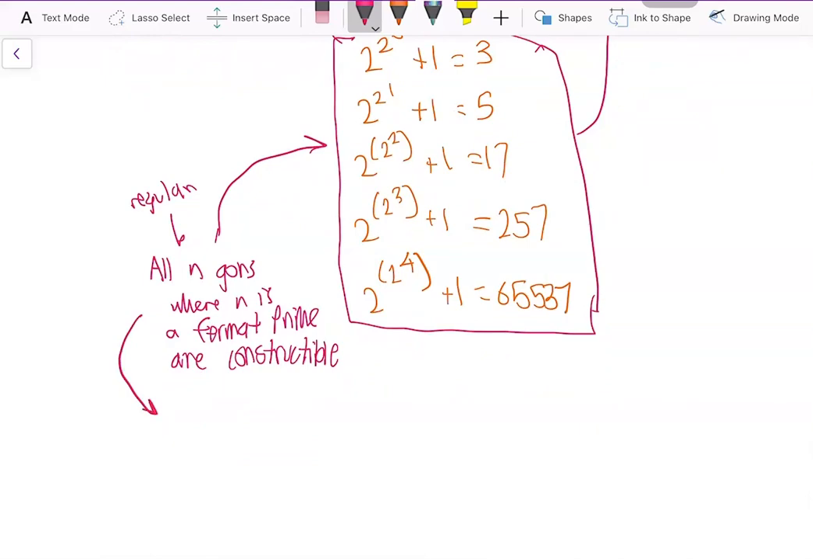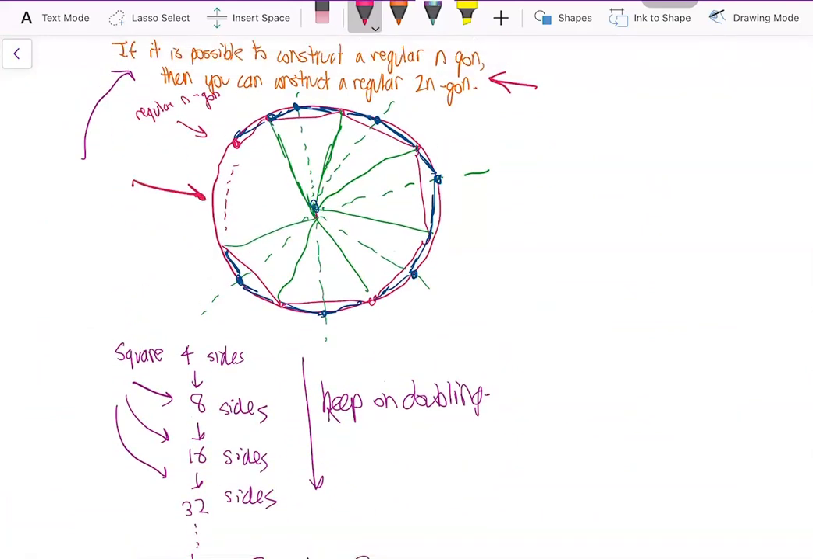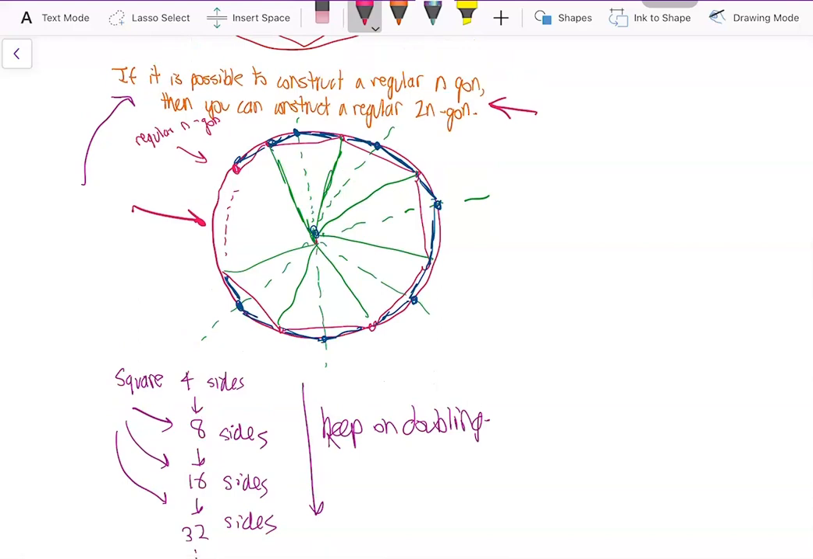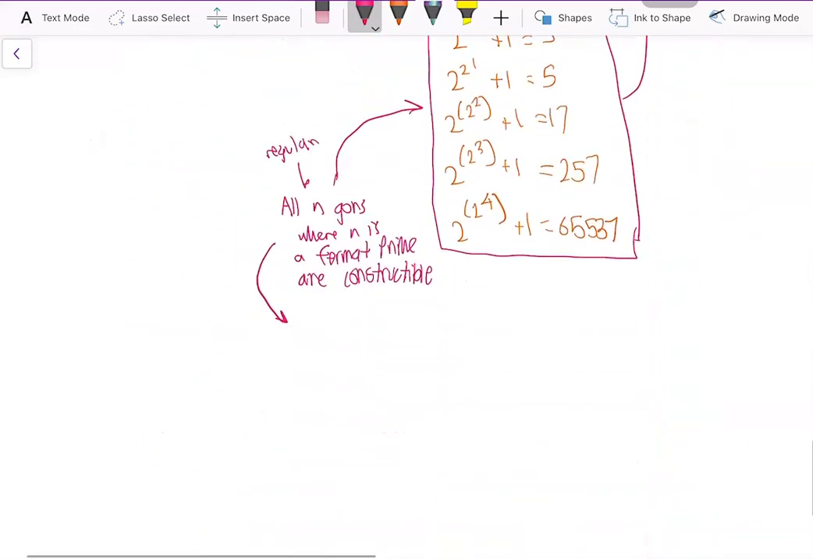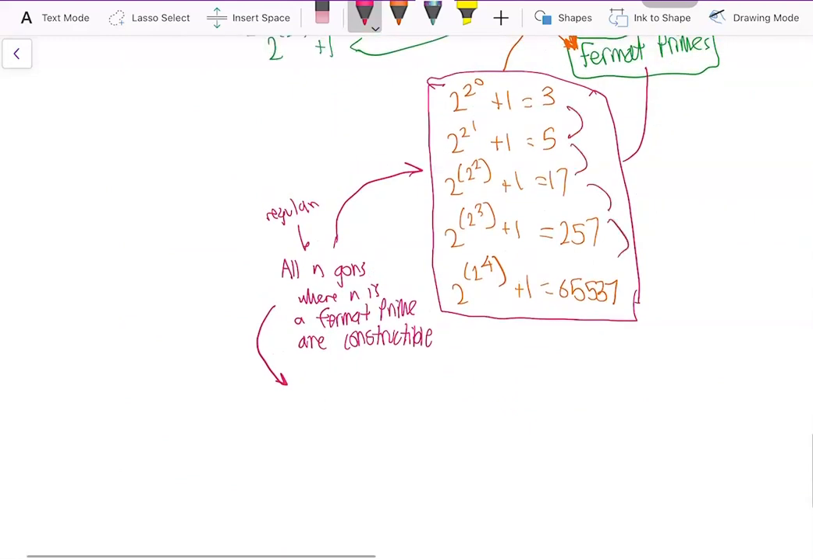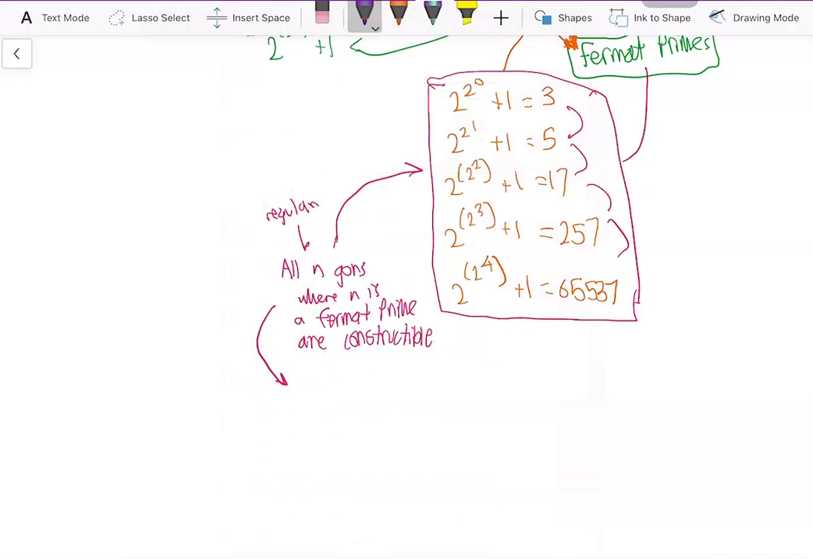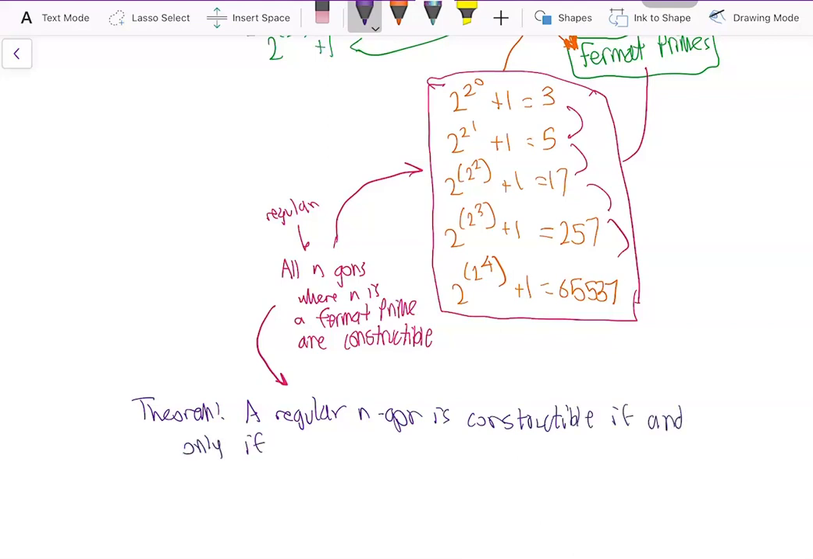Okay, and remember from earlier we have the doubling idea where we can multiply by 2. You can keep on multiplying regular n-gons and getting 2n-gons and so on. And it also turns out we can multiply these Fermat primes themselves together as well. The fully generalized theorem is: a regular n-gon is constructible if and only if n is equal to a power of 2 times distinct Fermat primes.